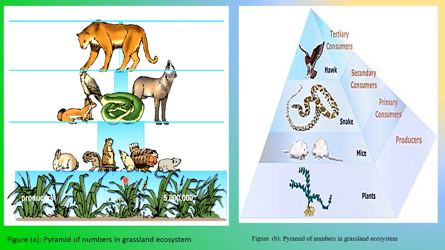Grasses are much more than the herbivores, these are smaller than the grasses, then the other consumers are smaller than the herbivores, and the top consumer is very small in number. This was the illustration, or we can say the example, of an ecological pyramid of numbers in a grassland ecosystem.